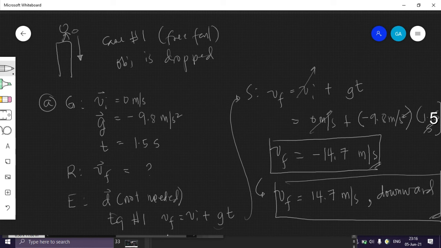For letter B and letter C, you can pattern your problem solving dun sa ating sinolve kanina from the first problem. So, ito lang siya. Ganito lang natin isosolve yung problems involving uniformly accelerated motion when it comes to the initial velocity being at rest. Okay? So, sana naintindihan nyo to.